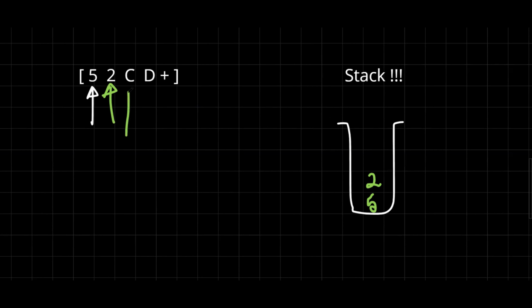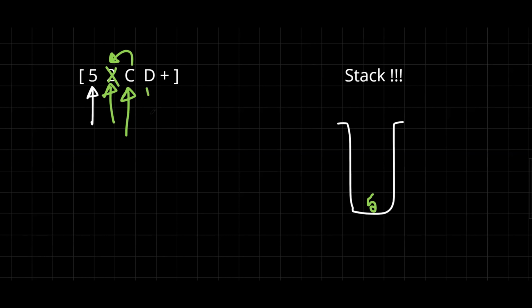Now, our current pointer will point to the element C. So, the rule for the C is, if we find C, then we have to invalidate the previous record. So here, we have to invalidate the previous record, which is 2. So that means 2 will be discarded. So here we have to remove 2 from the stack also.